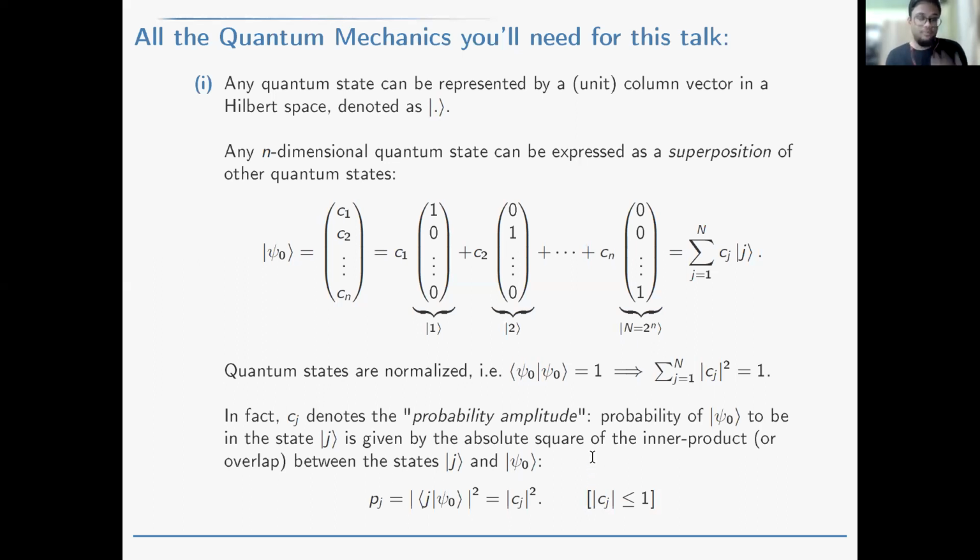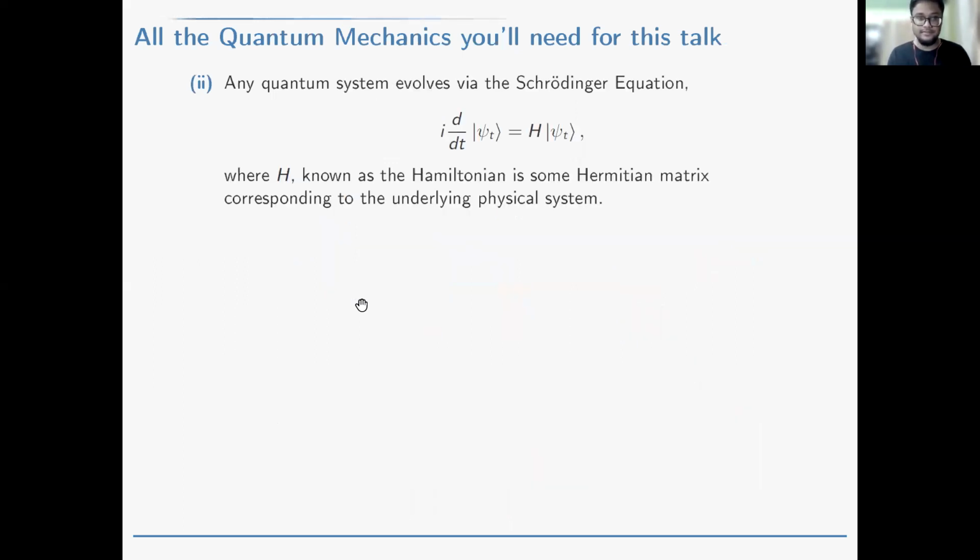So I hope that this is clear to everyone. These c_j's are just probability amplitudes, and taking the mod square of that, you get probability essentially. So now that we've defined what a quantum state is, the next thing to do is to see how these quantum states evolve, right? So that's the next thing.